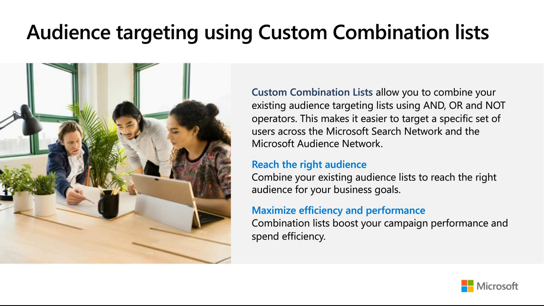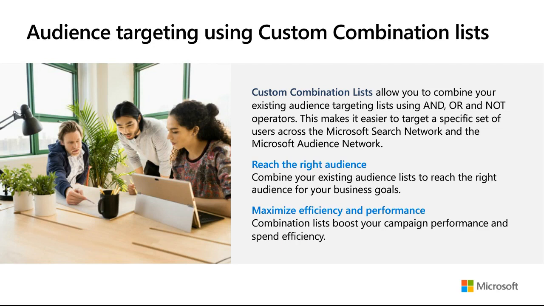Custom combination lists allow you to combine your existing targeting lists using AND, OR, and NOT operators. To understand the feature better, let's go through an example. Let's assume you're a retailer and you have an insight that people who buy 2 products have a higher probability of buying more products, right?